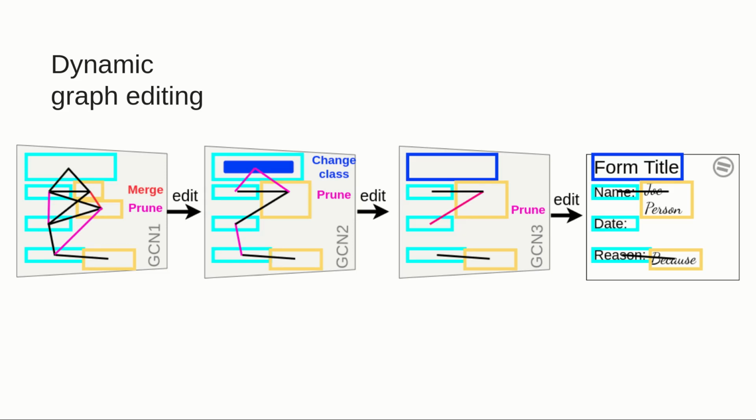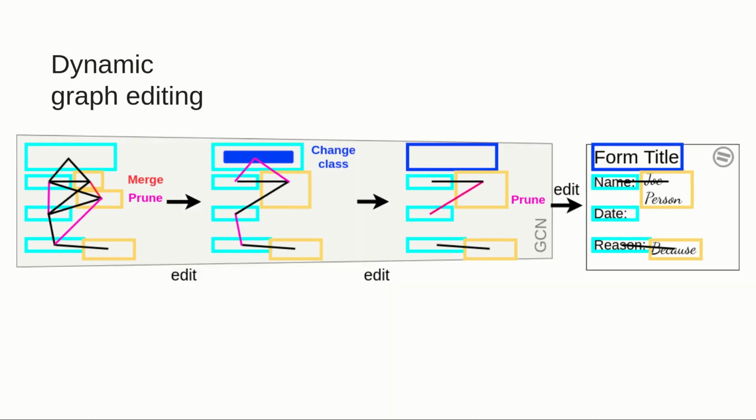Because the output features from one graph convolutional network are fed to the next, together they could be viewed as a single long graph convolutional network where the graph simply edits at certain points of the network.